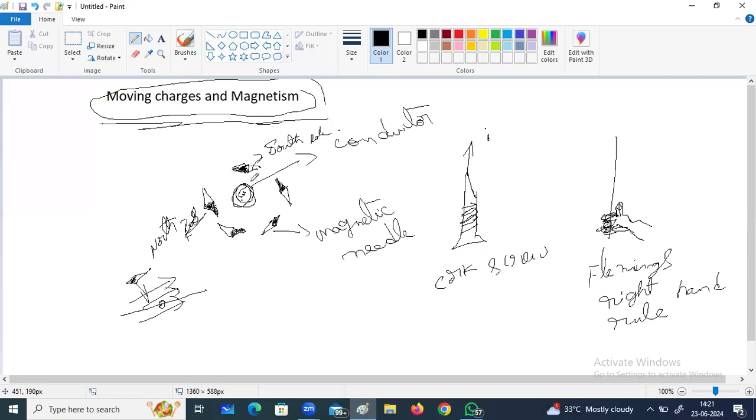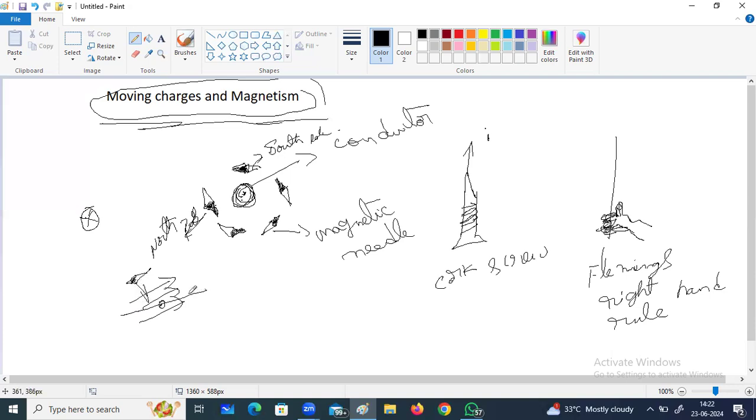When this is a conductor, it is shown like this. Actually, this conductor is coming out of the page. Imagine this is the computer screen. When a wire is coming out of the screen, it is shown like this. If the current flow is going into the screen, then I show it like this. Likewise, when a conductor carries moving charge and we place the magnetic needle near to it, it gets a deflection.